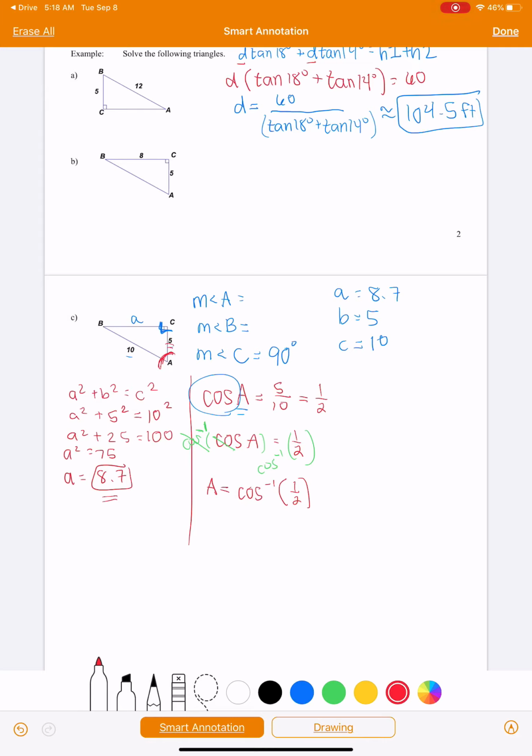All right, so now this is where we're going to take our calculator. You want to hit the second button and then cosine.